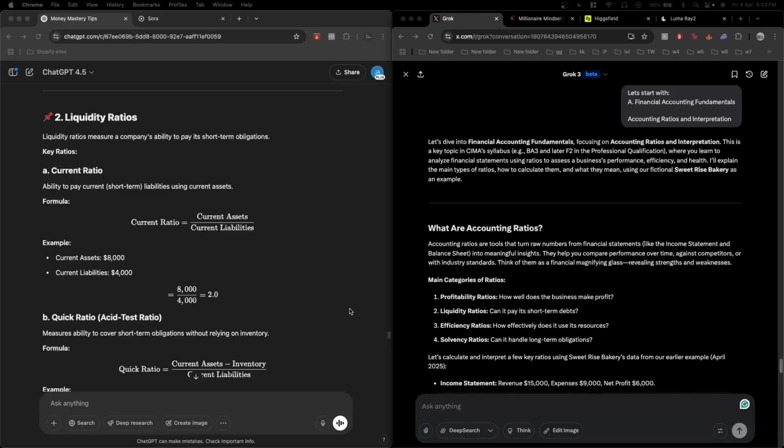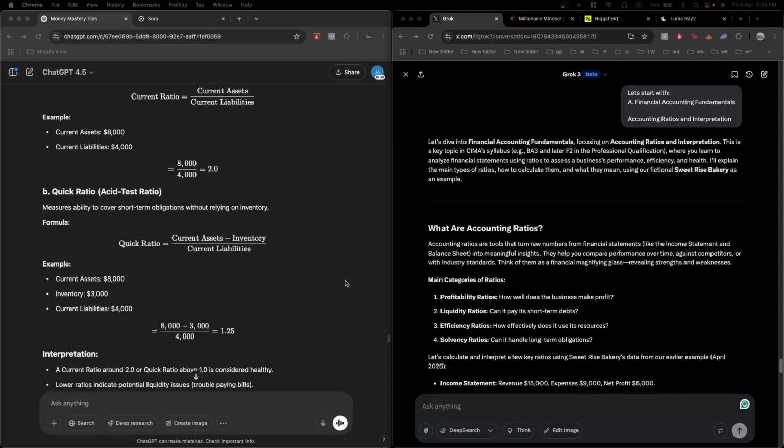So, the key ratios. Current ratio. This is your ability to pay current or short-term loans or liabilities using your current assets. The formula is as follows. The current ratio equals your current assets over your current liabilities. So going on to an example. If your current assets are $8,000 and your current liabilities are $4,000, applying the above equation, we have 8,000 divided by 4,000, which is 2.0.